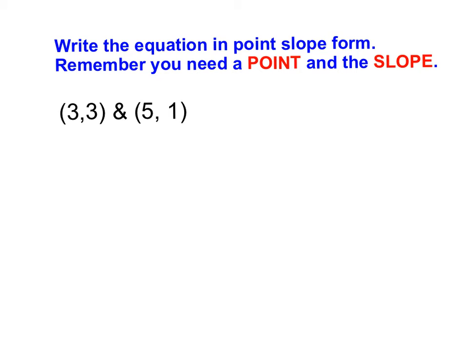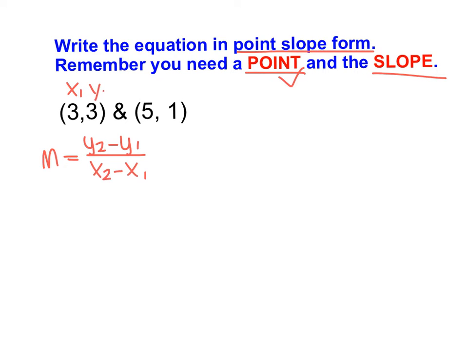So here again, I want to write the equation of a line in point-slope form. So remember, I need a point, which I can see I have 2, so I'm good there. And then I also need the slope, which I can see I do not have, so I know I will need to calculate. So my slope is going to be y2 minus y1 over x2 minus x1. So I need to label my points as x1, y1, x2, y2, and then substitute.